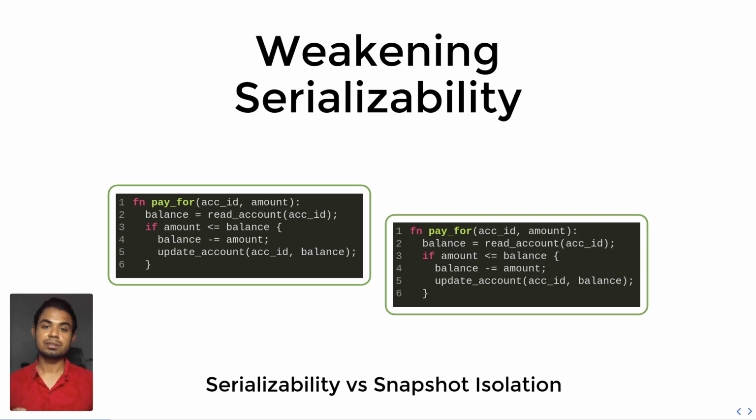There exists a different isolation level called snapshot isolation, which allows some transactions to be executed concurrently, yet offers enough guarantees to run the example bank payment application correctly. Since not all transactions need to run serially, snapshot isolation provides better performance than serializability. Since snapshot isolation allows more behaviors compared to serializability, we say that it is weaker and more permissive than serializability.